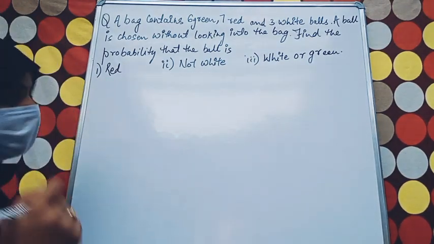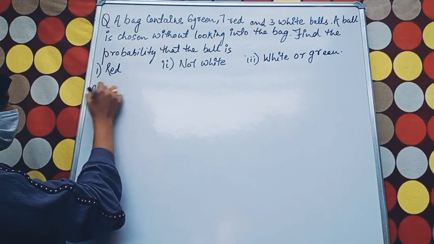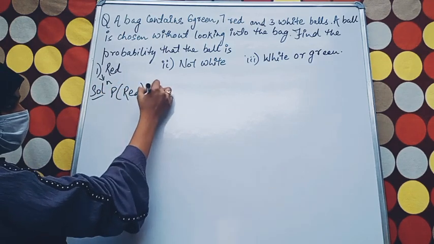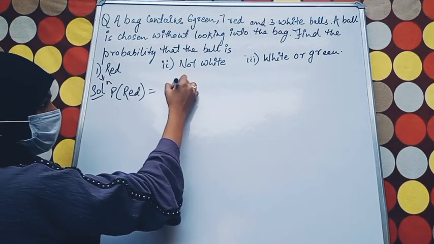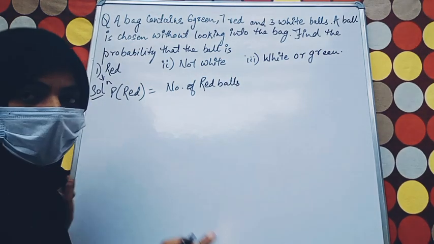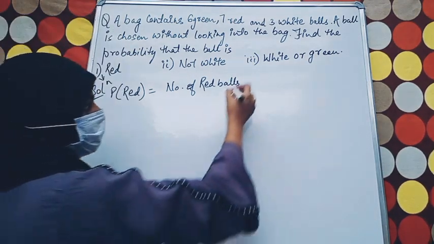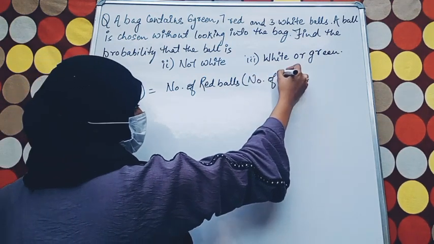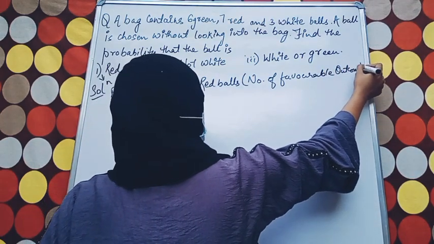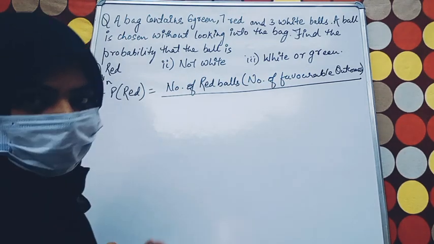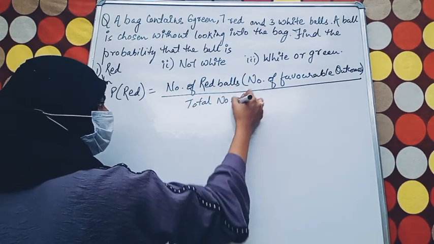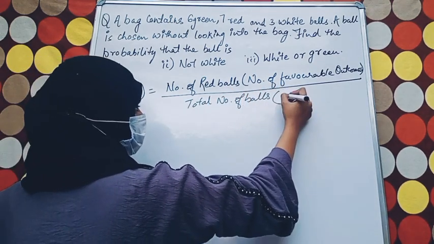The first part asks for the probability that the ball is red. Solution: probability for a red ball equals the number of red balls, or we can say the number of favorable outcomes, upon the total number of balls, or the total number of outcomes.